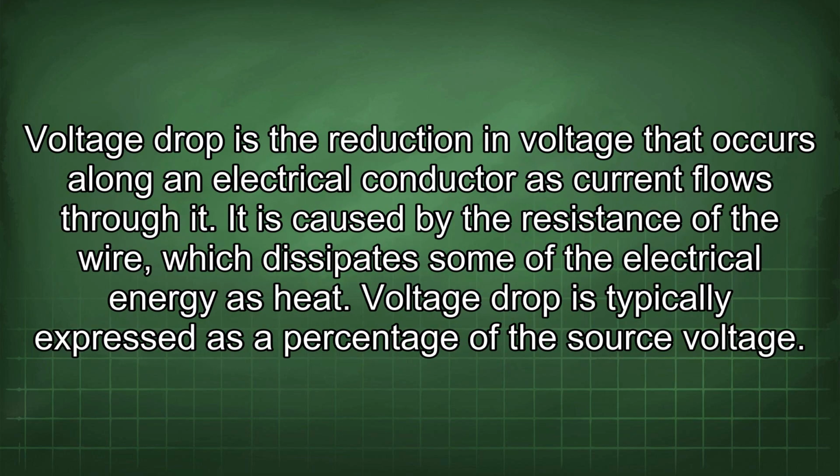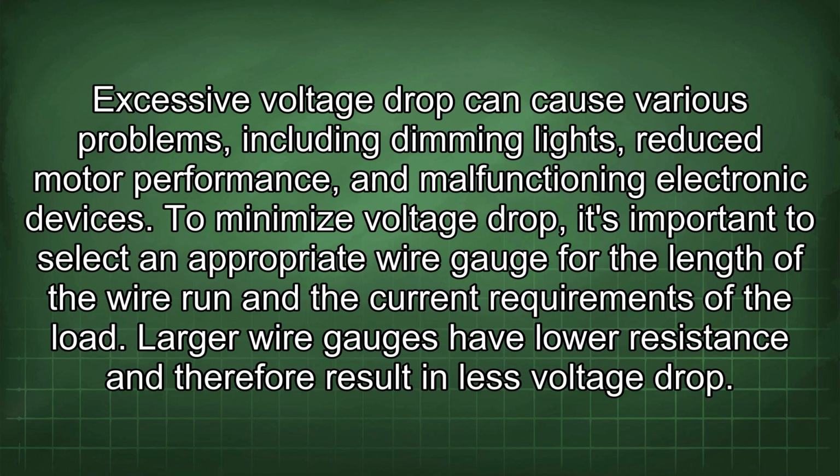Voltage drop is the reduction in voltage that occurs along an electrical conductor as current flows through it. It is caused by the resistance of the wire, which dissipates some of the electrical energy as heat. Voltage drop is typically expressed as a percentage of the source voltage. Excessive voltage drop can cause various problems, including dimming lights, reduced motor performance, and malfunctioning electronic devices. To minimize voltage drop, it's important to select an appropriate wire gauge for the length of the wire run and the current requirements of the load. Larger wire gauges have lower resistance and therefore result in less voltage drop.